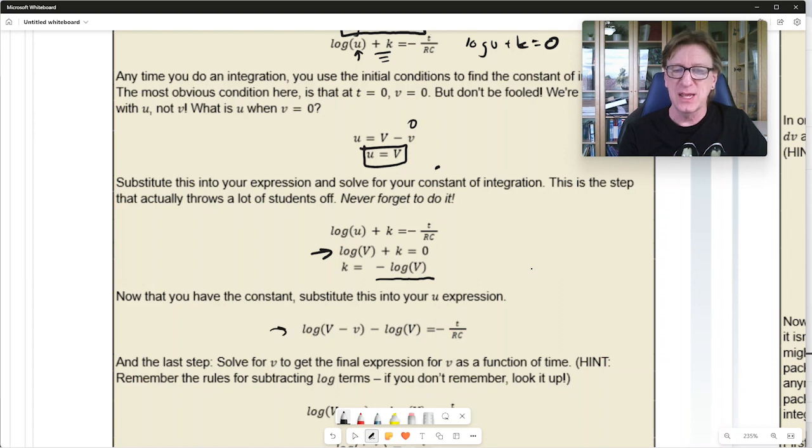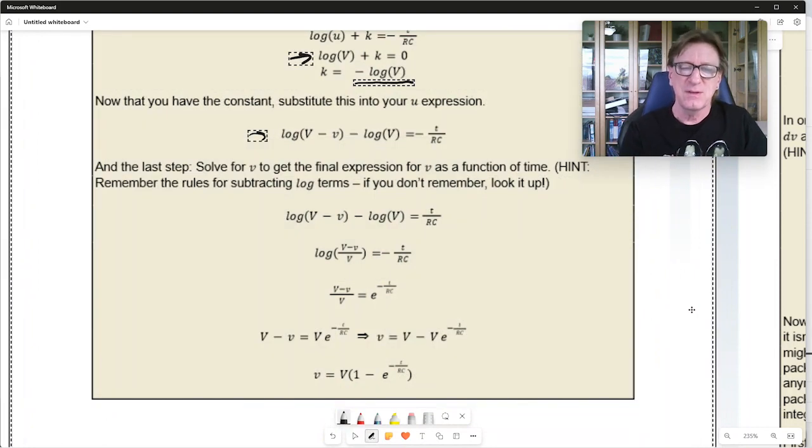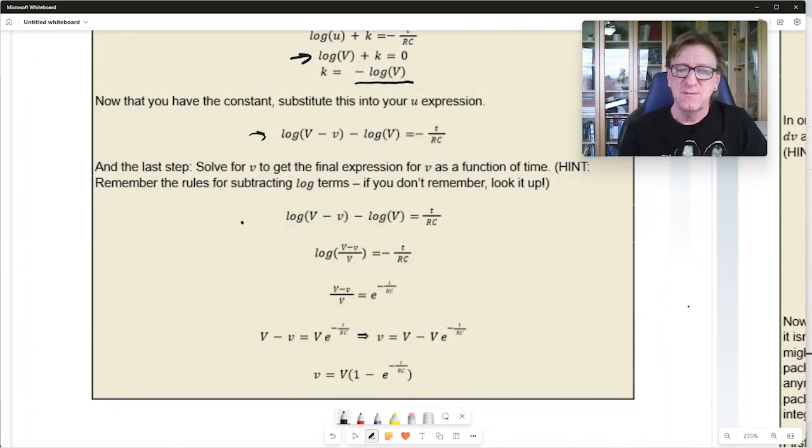What I've done here is I've gone ahead and changed my u back into V minus v, since that's the only place that was left. Remember that u substitution is just a tool. It's just something to get you where you want to be, and then you translate back out into the units that you actually want. All right, now we need to solve that final expression to get v. If you don't remember the rules for logs, be sure and look them up. If I subtract the logs, that's the same as dividing. So subtracting 2 logs here is the same as dividing their arguments. So I'll have log of V minus little v over capital V. If I want to get rid of the log, I need to take e to both sides.